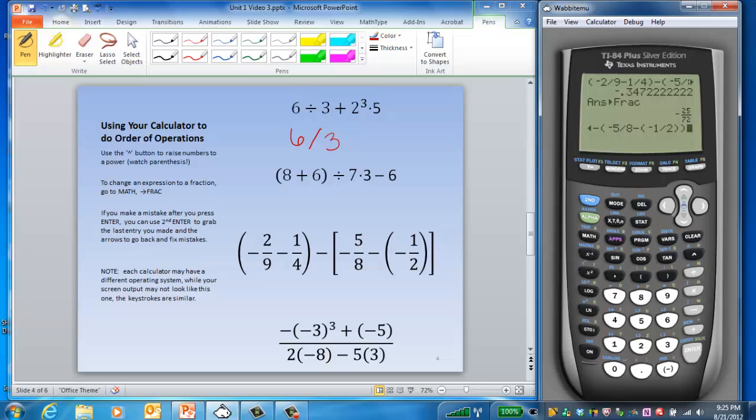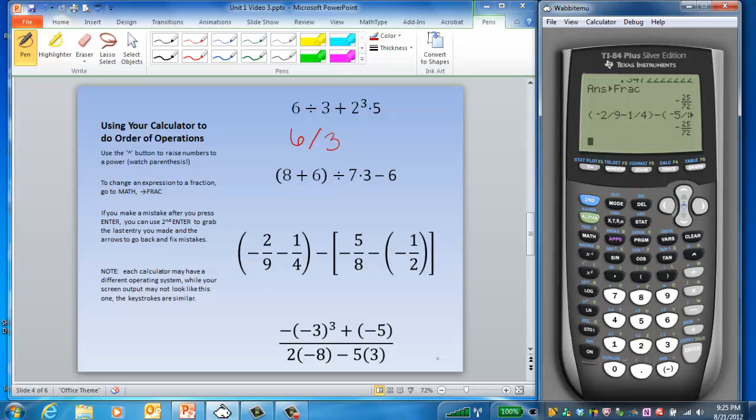I can take the expression as already typed in, and before I press enter say, okay calculator, I've typed in all this math stuff you have to do, but I want to make sure you change my answer to a fraction, and it will go ahead and do it then. So either place you can stick that arrow frac on there. Just make sure if we give you a fraction, you give us a fraction back.